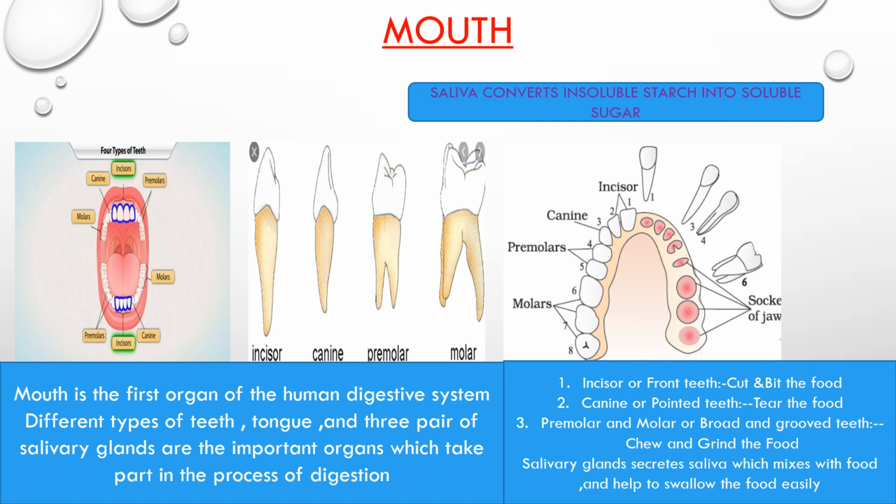At the same time, the tongue helps to push the food inside the esophagus and the salivary glands secrete saliva which also helps to make food smooth so that it can be swallowed easily. Apart from this, saliva converts insoluble starch into soluble sugar.